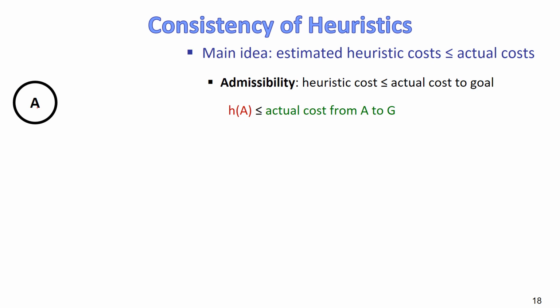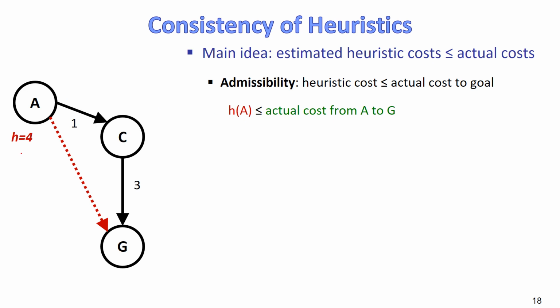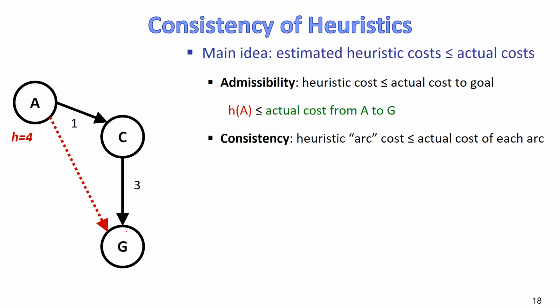So if we have a state A, then H of A, which is the forward cost, should be less than or equal to the actual cost from A to G. So if the heuristic value is 4 and we have G here, then this path, we estimated the cost to be 4, and actually the cost is 4. Of course, it can be more than 4. The condition is that this value has to be less than or equal to the actual cost from A to G. Now, this is what we studied already. That's admissibility.